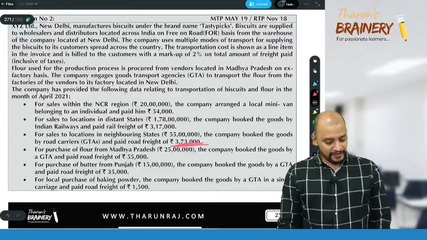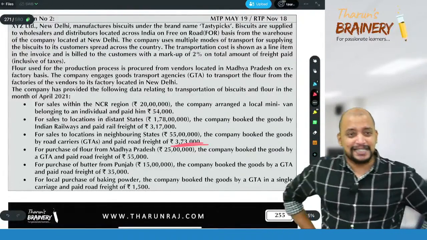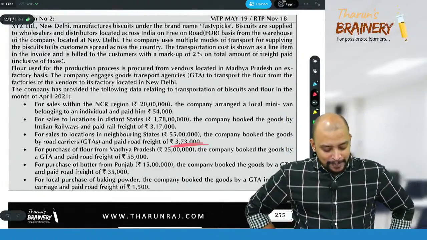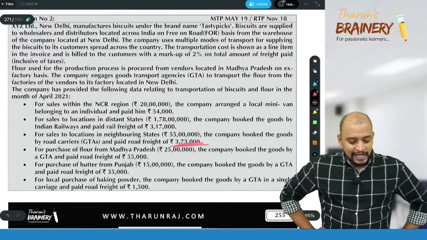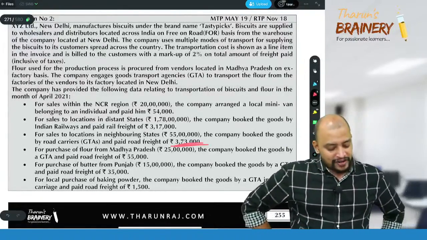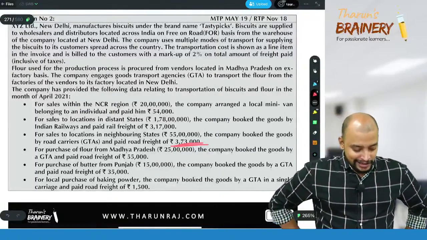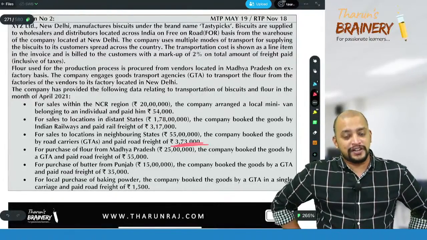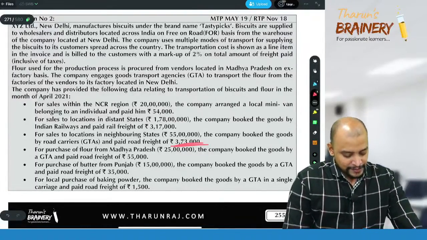Okay. Therefore, that is that. And butter we don't have exemption. Butter is taxable. Then for local purchase of baking powder, the company booked the goods by a GTA in a single carriage and paid road freight of 1,500. Exempted. Why? Because freight does not exceed 1,500 for a single carriage. Due to that reason, it is exempted.